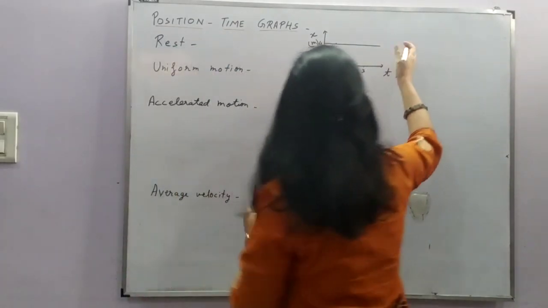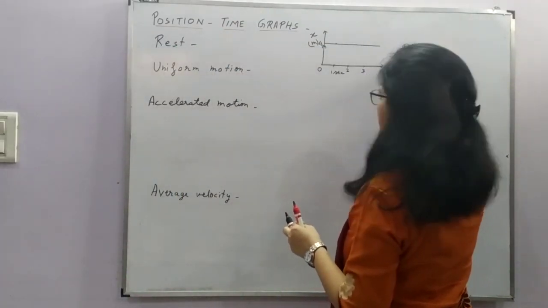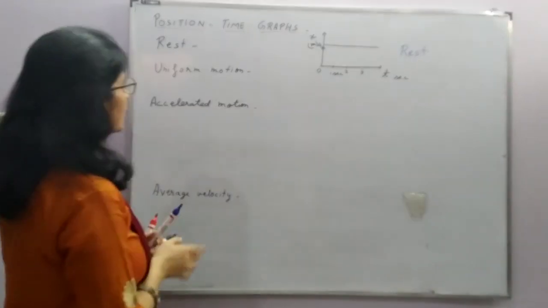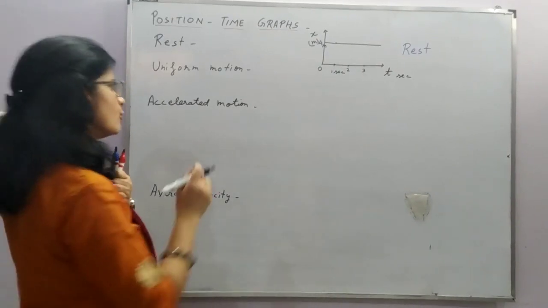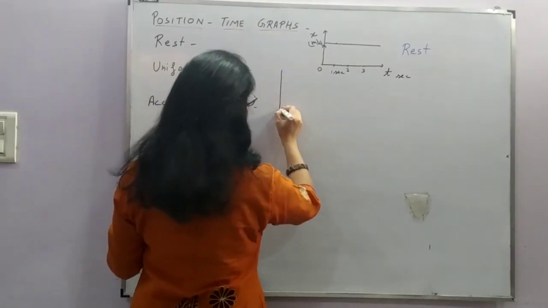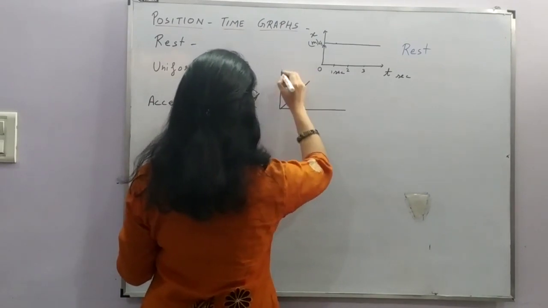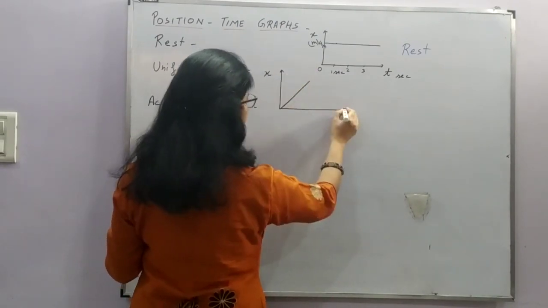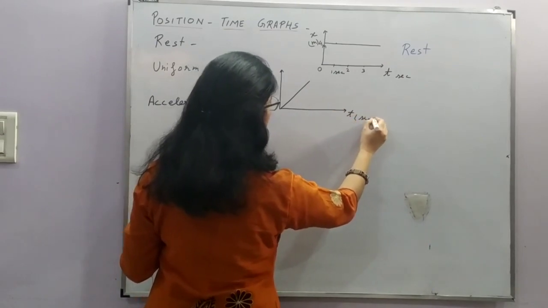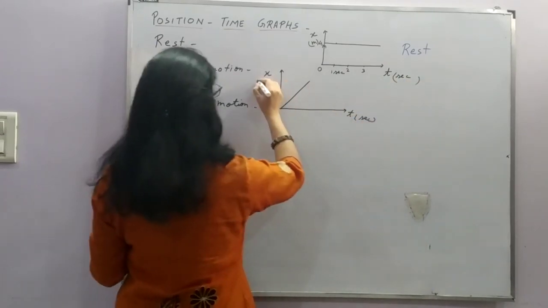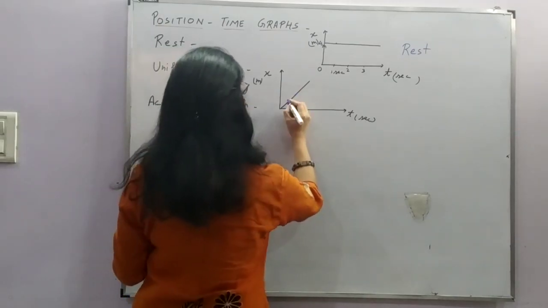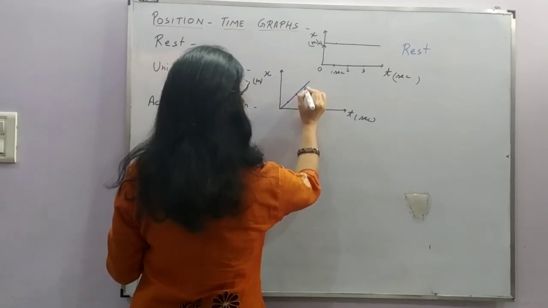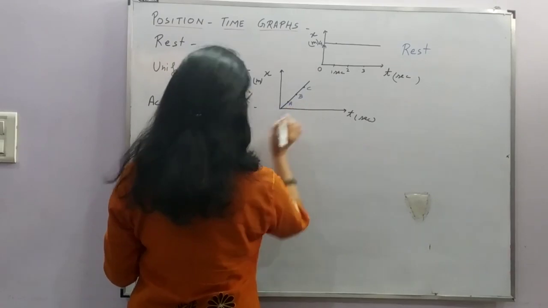So this is at rest. Right? Now let's talk about the case when the body is moving as time passes. So suppose this is the graph, this is the position in meters, and this is the time in seconds. If we take any points here, let's take two points A and B, and take another point C. This is B, this is A, this is C.